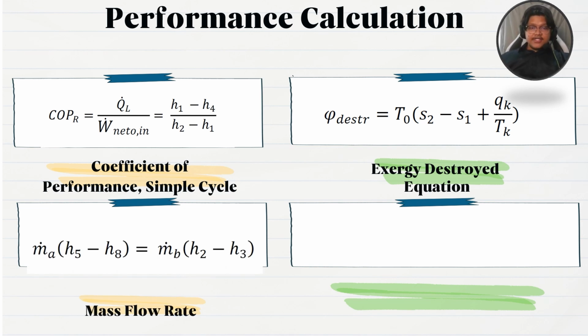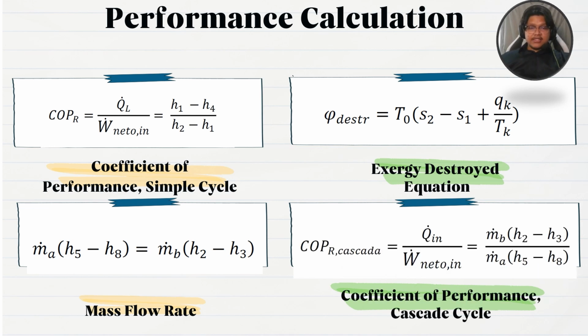For the analysis of the cascade refrigeration cycle, mass flow rate can be calculated using the equation m dot A times H5 minus H8 equal m dot B times H2 minus H3. Last but not least, we can also determine the COPR for cascade refrigeration cycle using the formula COPR cascade equal Q dot in divided by W net in, which is also equal to m dot B times H2 minus H3 divided by m dot A times H5 minus H8. All the calculation was done by using engineering equation solver software, which is also known as EES software.